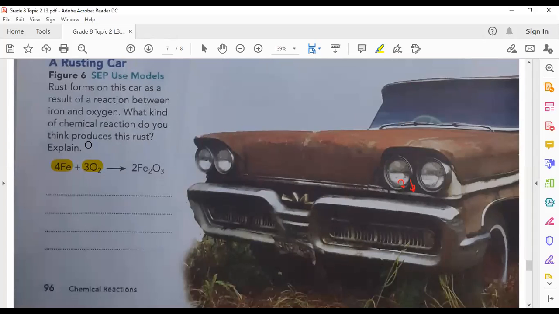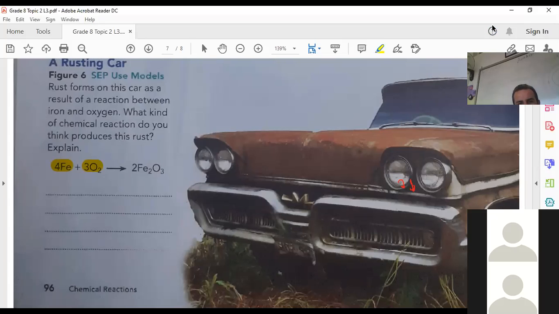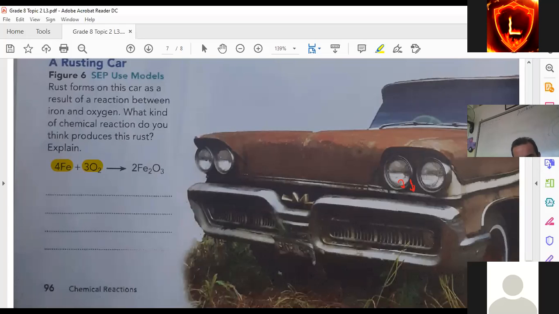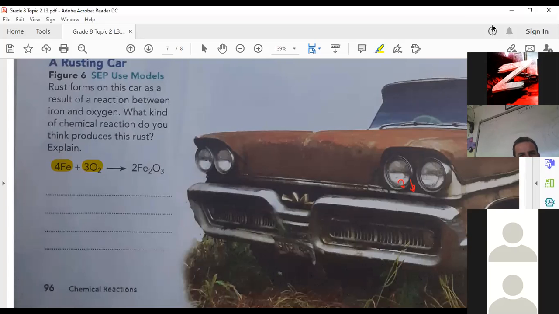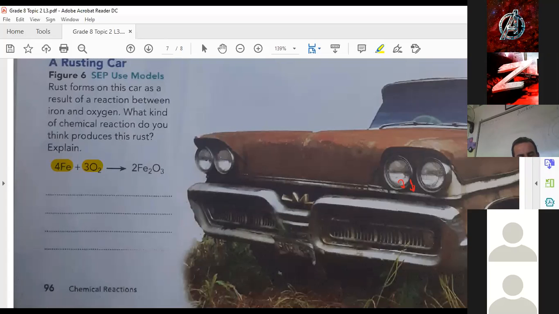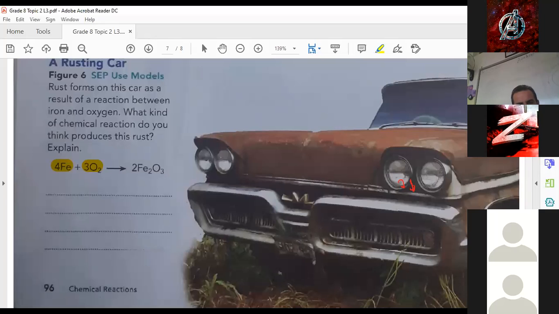Is it replacement? Is it decomposition? Is it synthesis? Students volunteer, and the teacher calls on Laith and Nisreen. Synthesis. Yes, thank you. Synthesis.